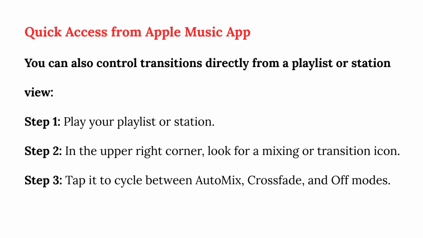Step 1. Play your playlist or station. Step 2. In the upper right corner, look for a mixing or transition icon. Step 3. Tap it to cycle between AutoMIX, crossfade, and off modes.